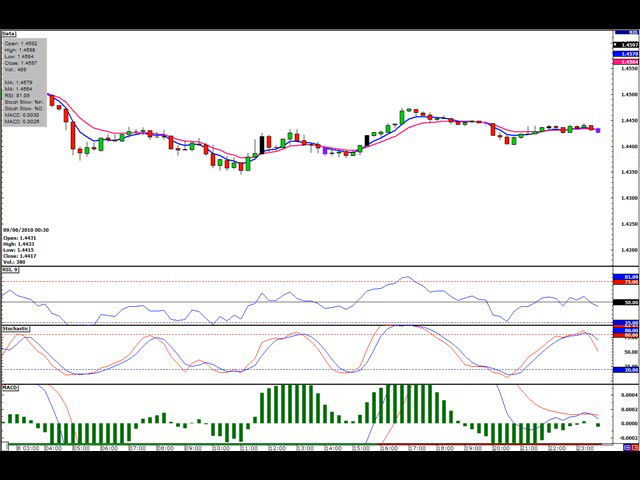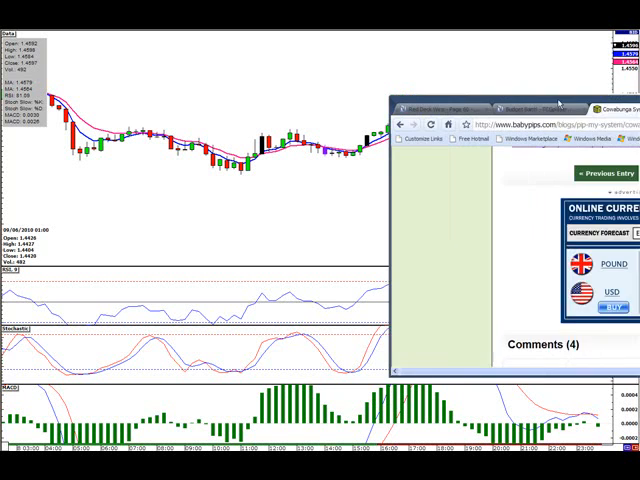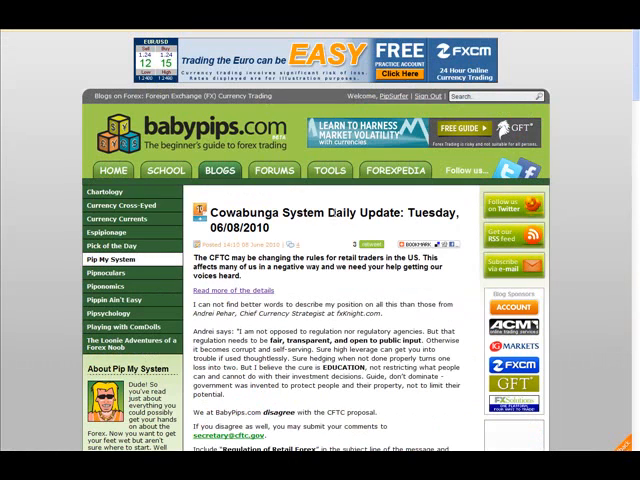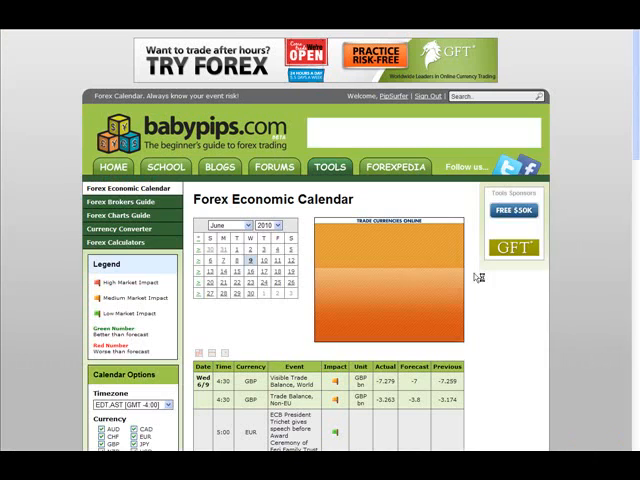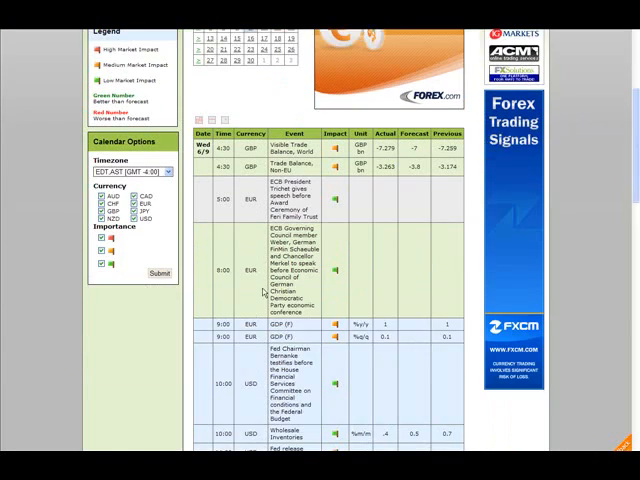All right, so I have my 15-minute chart. I've moved it back to before midnight. Before I start trading, I want to take a look at my news events for the day. You can go to babypips.com, click on this Tools tab, and it's going to automatically bring up the news events for the day.